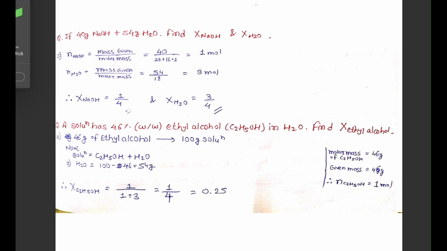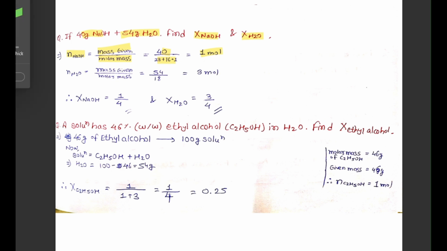Now let us come to a question. If 40 gram of NaOH plus 54 gram of H2O, there is a two component system, then find the mole fraction of NaOH and mole fraction of H2O. So number of moles of NaOH will be mass given, that is 40 gram, divided by molar mass, and the molar mass is also 40 gram. So the number of moles will be equal to 1 mole.